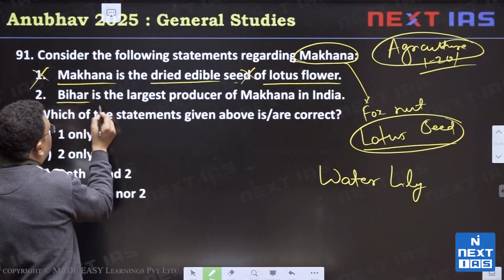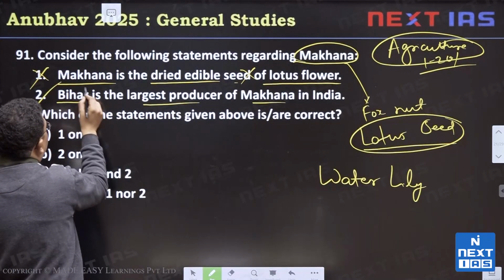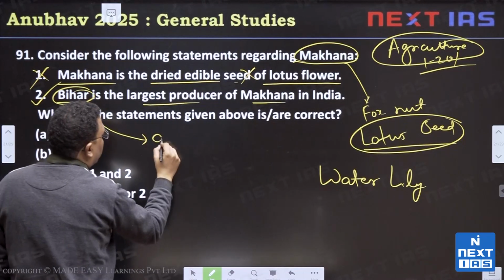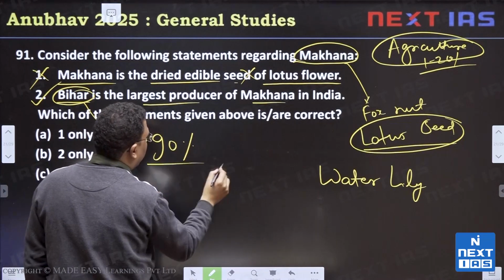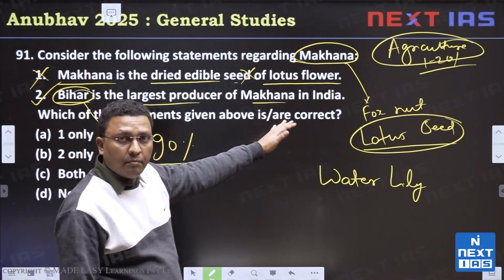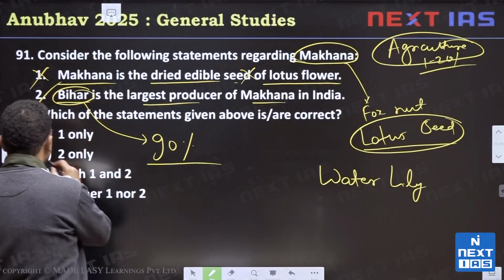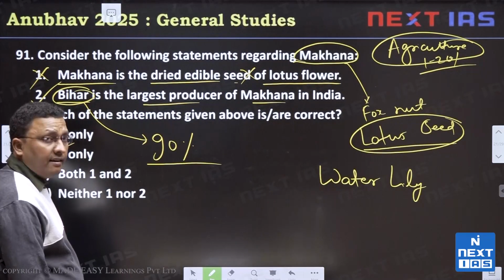Second statement, Bihar is the largest producer of makhana in India. This is correct. In fact, Bihar produces around 90% of total makhana in India, and that's the reason the makhana board is being set up in Bihar, right? So the correct answer here will be 2 only, B, right?